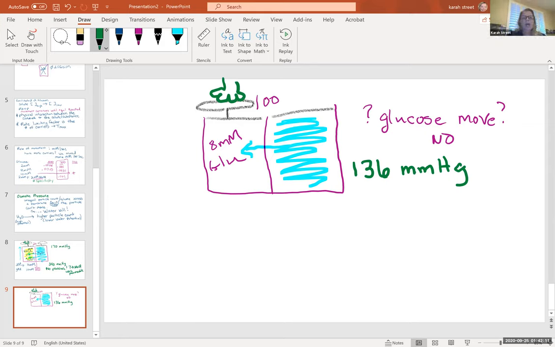Okay. Let's go back to this 8 millimolar. What a random number. I want you to tell me exactly how much pressure you would have to apply if we had used 10 millimolar. I want you to tell me.